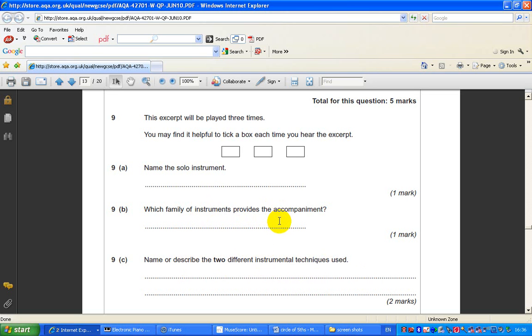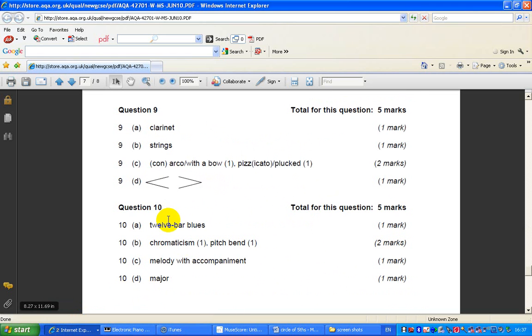So with strings, they can play with the bow, and they can play pizzicato. They can also double stop, meaning play 2 notes at the same time, and they can also do glissandos. The solo instrument can play legato, it can also play staccato. So let's have a little look at what some of the answers are here.